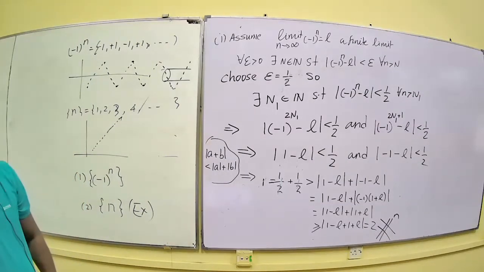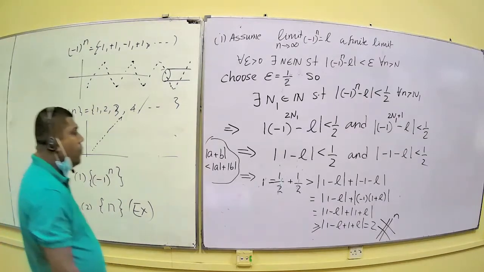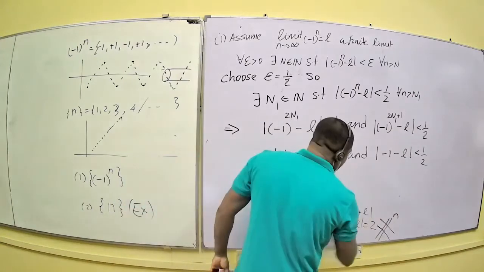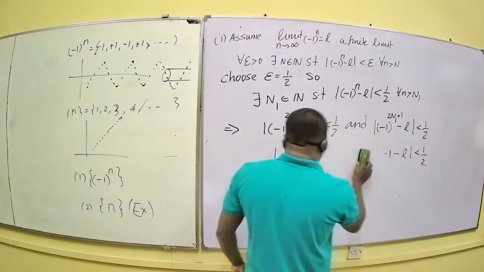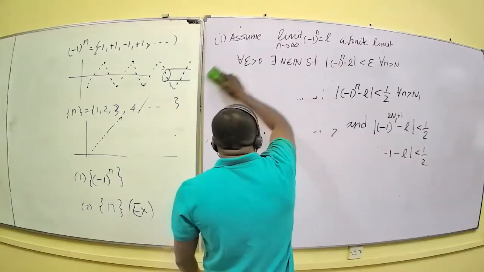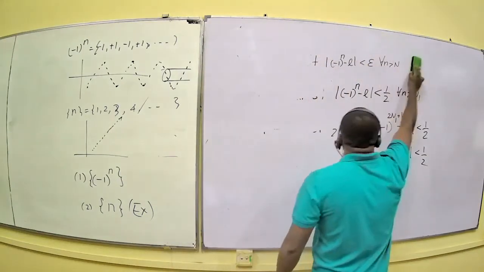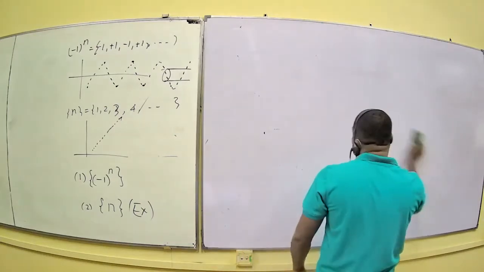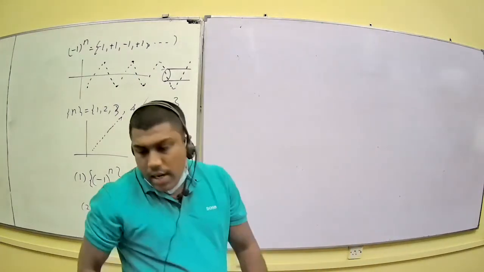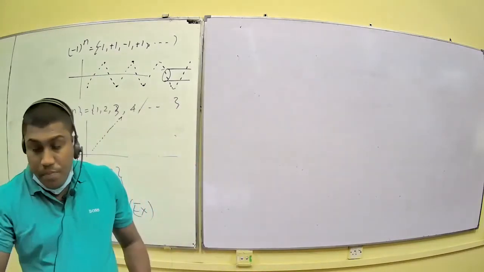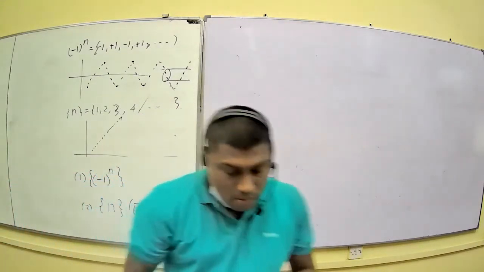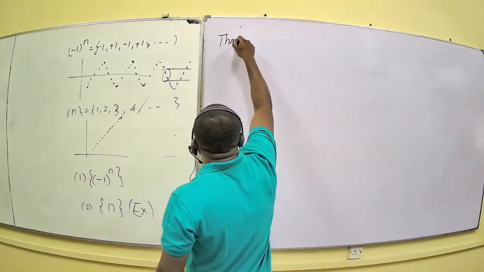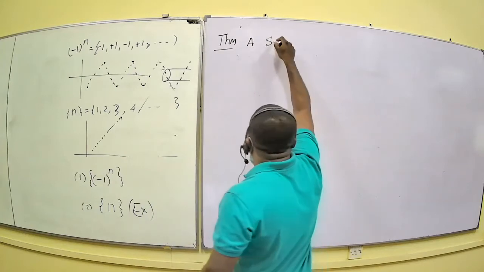Now, let us say that we prove or we know the existence of a finite limit. Then the question comes: how many limits are possible for a sequence? If there is a finite limit, is there only one, or will there be 2, 3 or 4? It should be only one limit. So let me write this as a theorem.